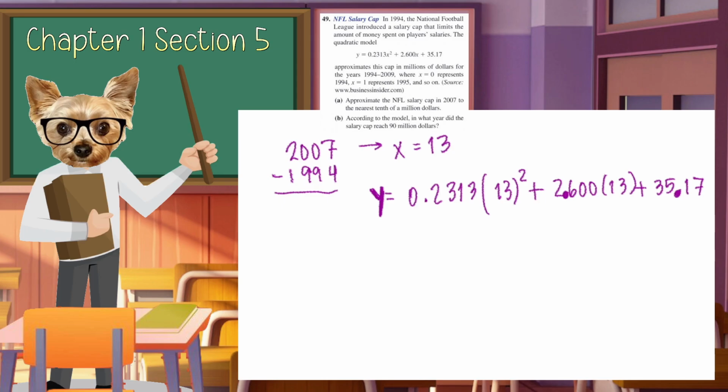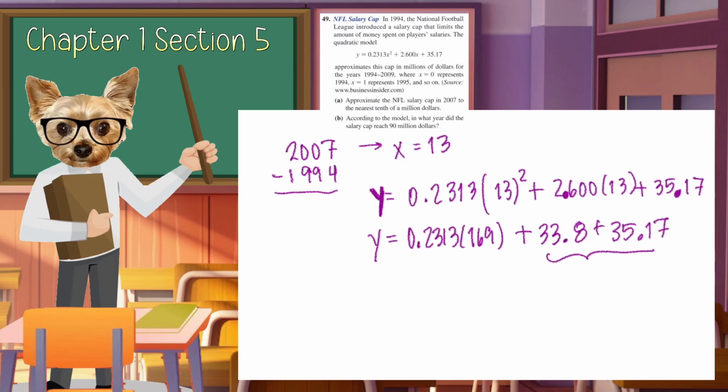All right, so Y equals. In the calculator, you'll have 0.2313 times 169, which is 13 squared, plus 13 times 2.6. Make sure you're able to multiply on your calculator. 13 times 2.6 is 33.8, plus 35.17. I can combine those while I'm at it, which gives 68.97.